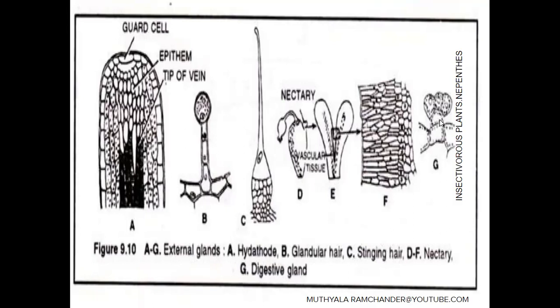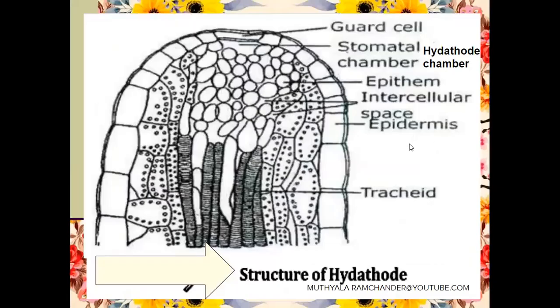Means the Nepenthes and Drosera plants kill the insects with their traps. If those insects contain any nitrogen chemical, the nitrogen chemical is digested by the digestive glands and the nitrogen is supplied for the plant's growth. So these are the specialized glands present in insectivorous plants.